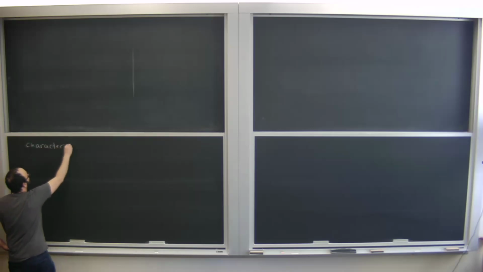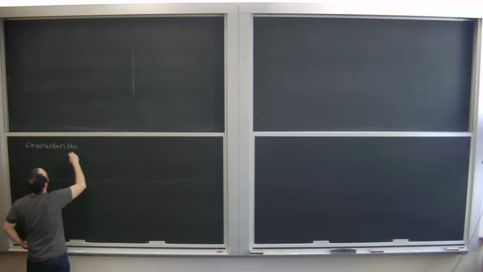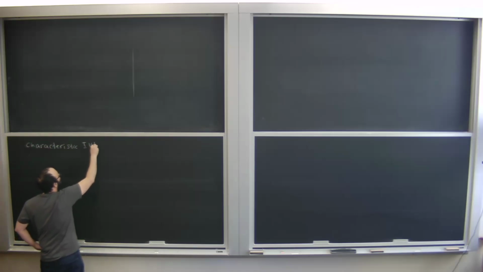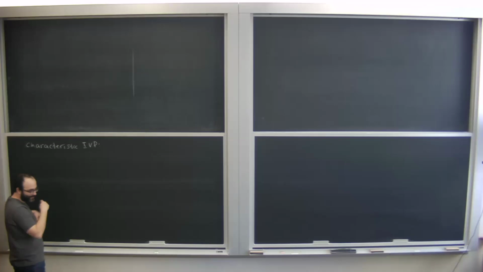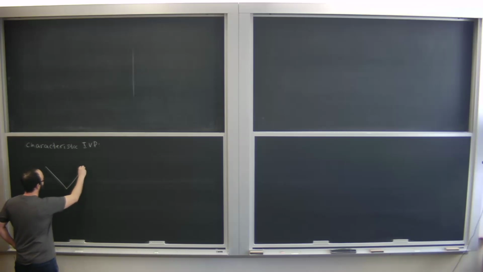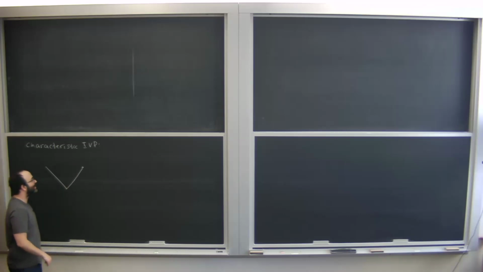Well, let me remind you the setting. So we're interested in characteristic initial value problems, characteristic IVP. All right, and what's the idea of this? Remember, whatever you're doing, whether it's the Einstein equations or a wave equation or whatever, you're going to start with two null hypersurfaces like this.